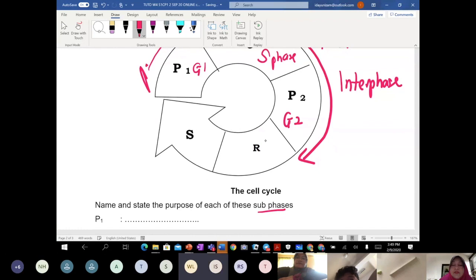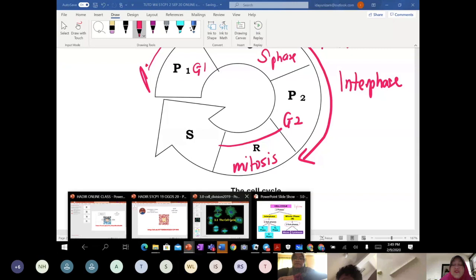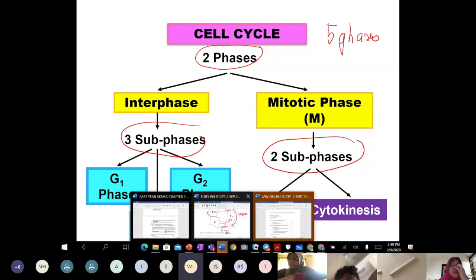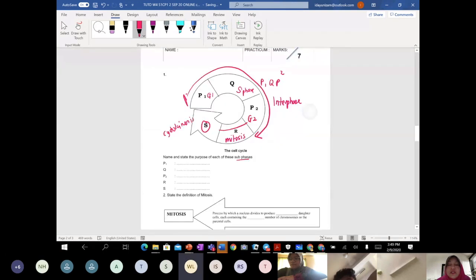And how about R and S? R and S actually refer to mitosis. If you refer to here, mitosis. And the last ending of the cell cycle, the cell cycle will end with cytokinesis. So this completes all 5 phases during the cell cycle. Now let's discuss the same question.